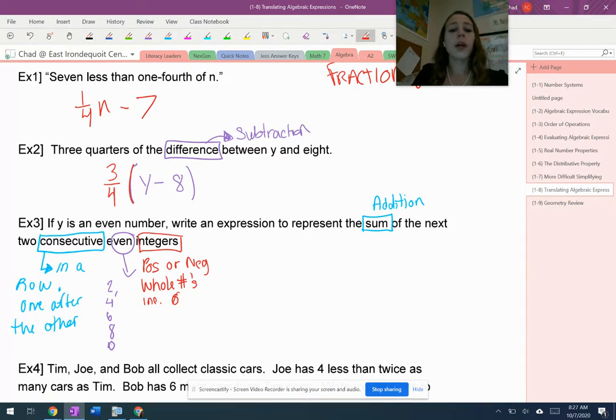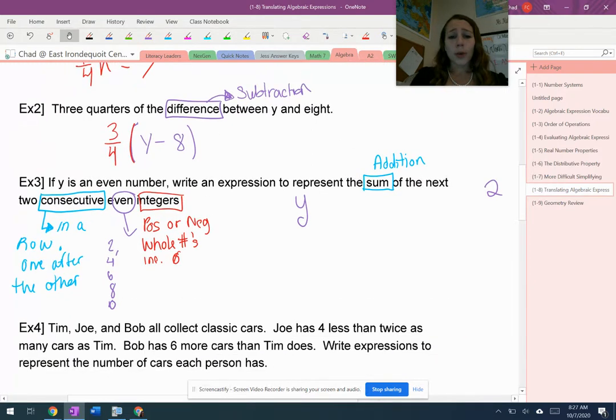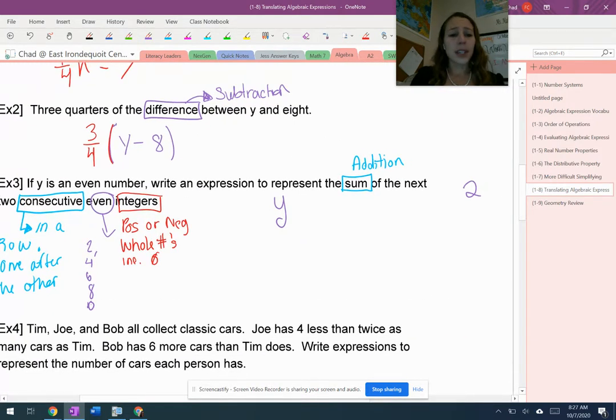So here we go. So I'm starting with what they give me. They're giving me y to start with. And we know from what they tell us right in the problem that y is an even number. So pick an even number off the top of your head. Just pick an even number. I'm going to go with 2. Okay. Is 2 the answer to my question or this problem? No, 2 has nothing to do with my problem. I'm using 2 as an example. So write an expression to represent the sum of the next 2 consecutive even integers.